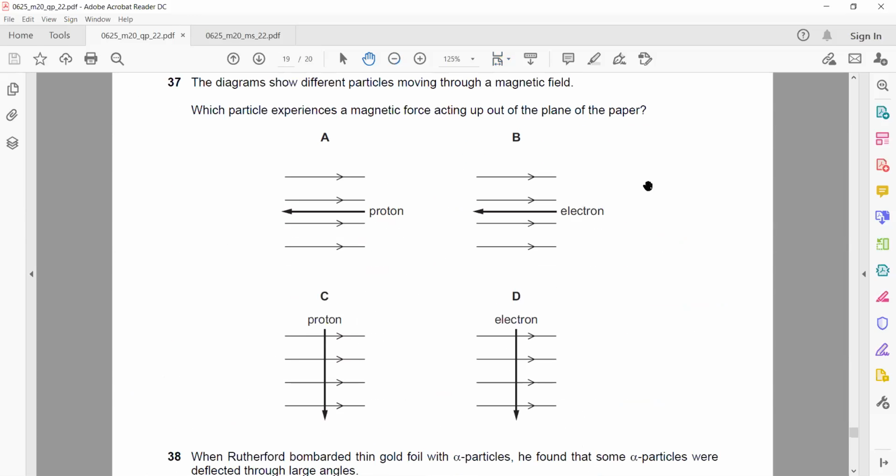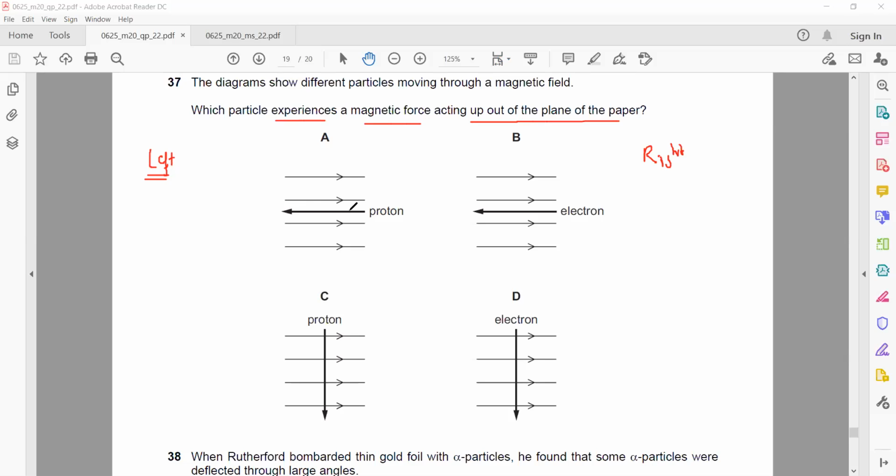The diagram shows different particles moving through a magnetic field. Which particle experiences a magnetic force acting out of the plane of the paper? So what you have to do for a positive particle, use left hand. If you want to find the force on the positive particle in a magnetic field, use left hand. And for a negative particle, you will use right hand.